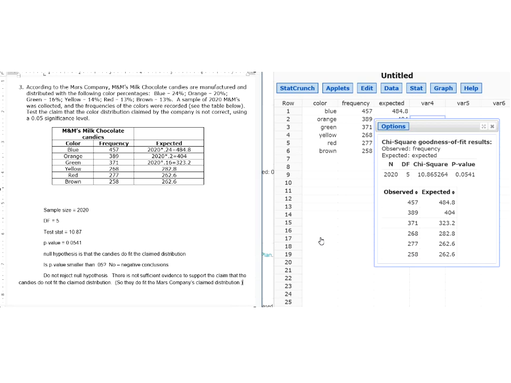Okay, so those are the two ways that you can have a goodness of fit test, either with a uniform distribution, where it says they're equally distributed, something like that, or where they give you the distribution, different percentage or proportion for each category. And in that case, you have to figure out the expected values for yourself.